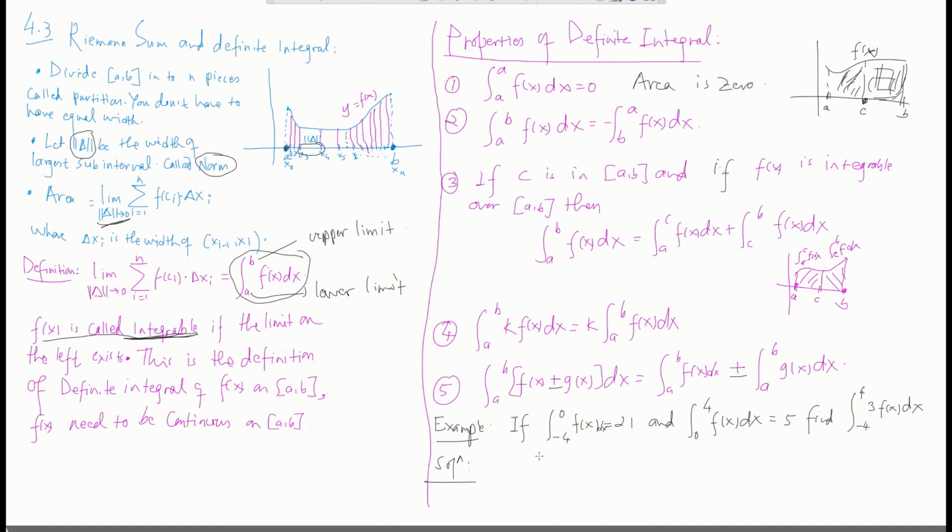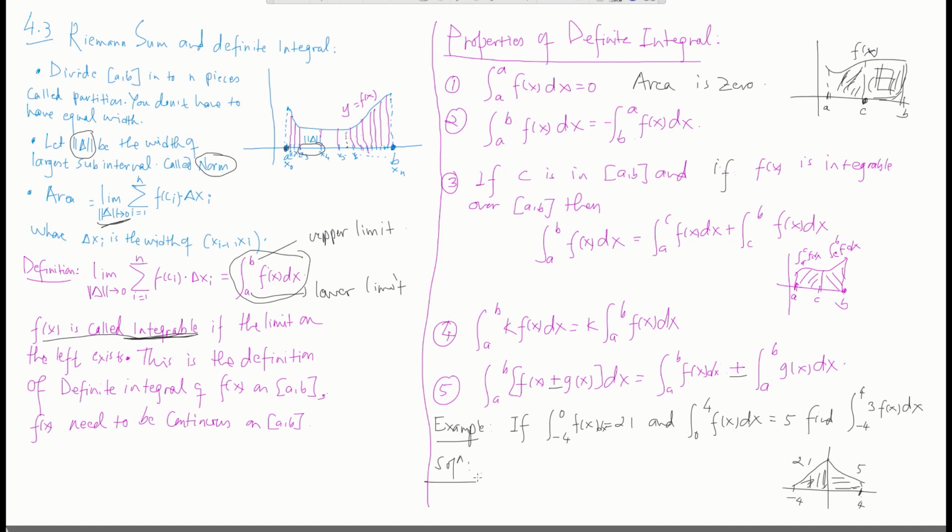Let's do this example here. If the integral from negative 4 to 0 of f(x) dx is 21 and the integral from 0 to 4 of f(x) dx is 5, find the integral of 3 times f(x) dx between negative 4 and 4. Suppose this is negative 4 and this is positive 4, and there is a graph like this. This area is given as 21 and this area is given as 5. Now you have to find the integral of this whole function between negative 4 and 4, multiplied by 3.